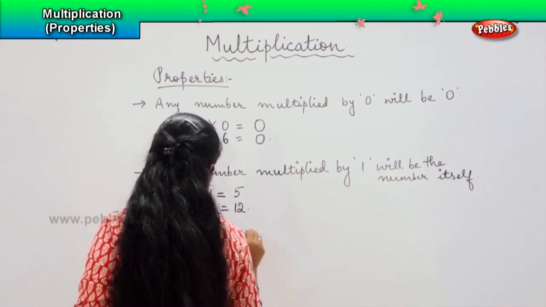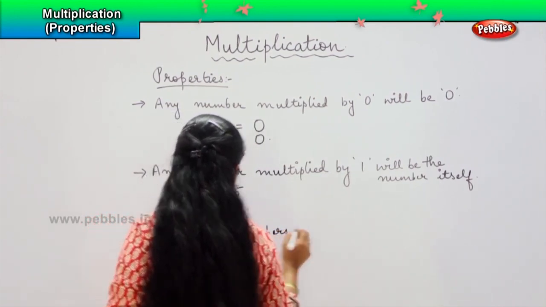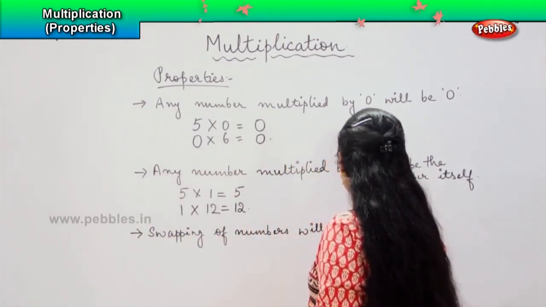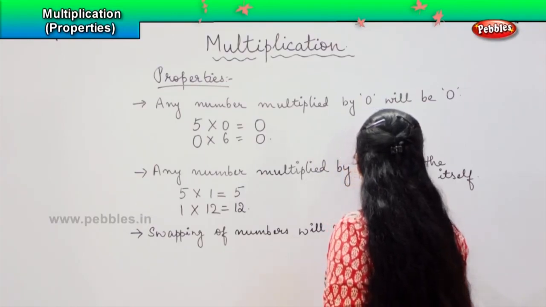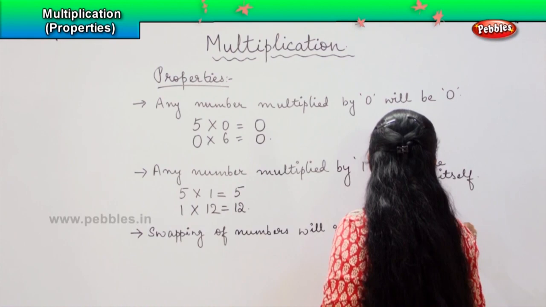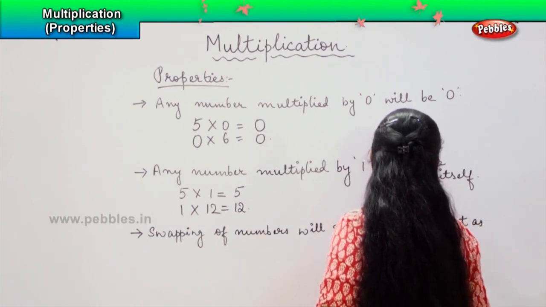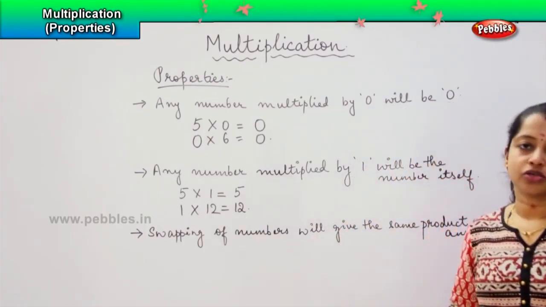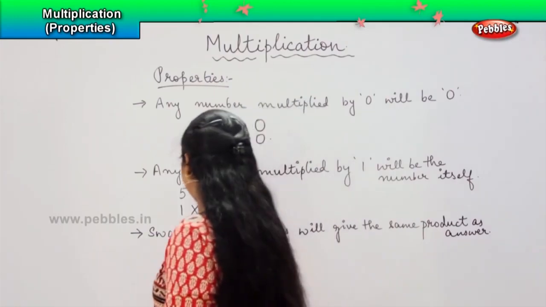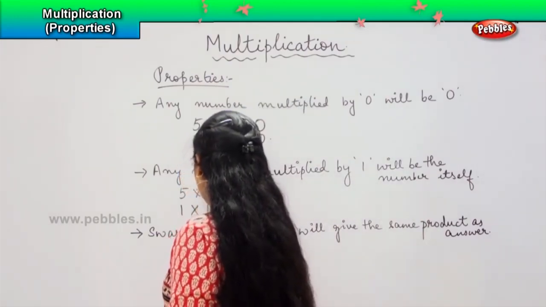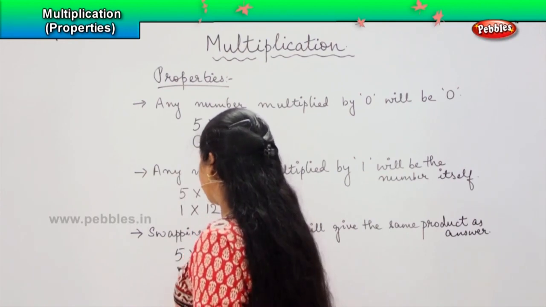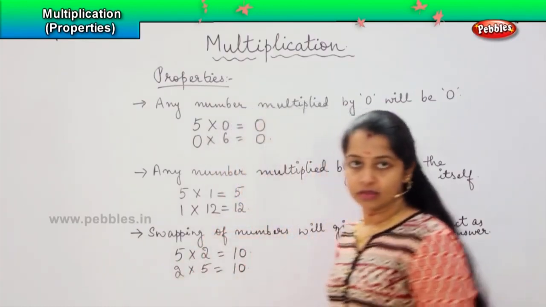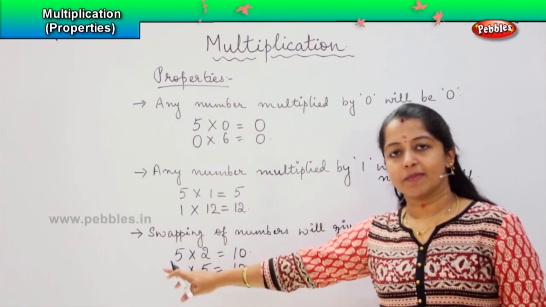Swapping of numbers will give the same product as answer. So, what does this mean? The order is not mandatory. For example, if I write 5 into 2, my answer is 10. Similarly, I write 2 into 5. Again, my answer will be 10. So, it is not important which number is coming first or second.